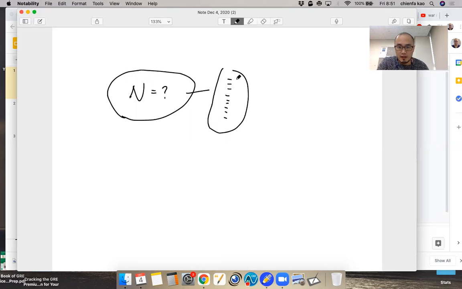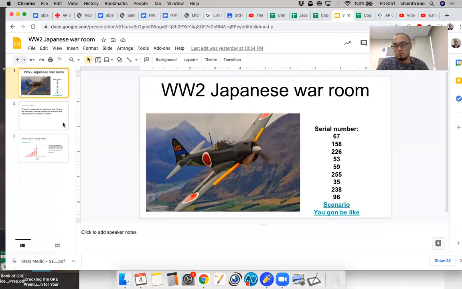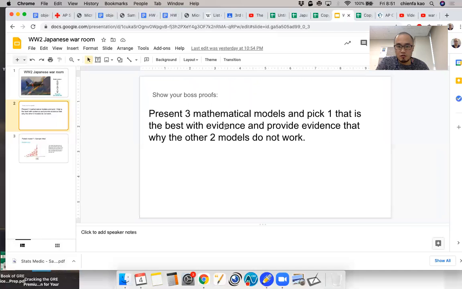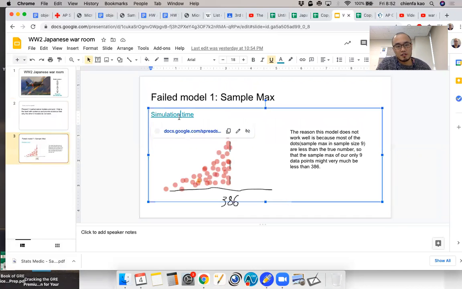So it's your goal to take this and predict the best possible total number of warplanes. Okay, so your homework is to do, it says 3, just do 2 mathematical models, and then pick one that works better than the other. Well, you're like, whoa, I don't know what to do. That's all right.